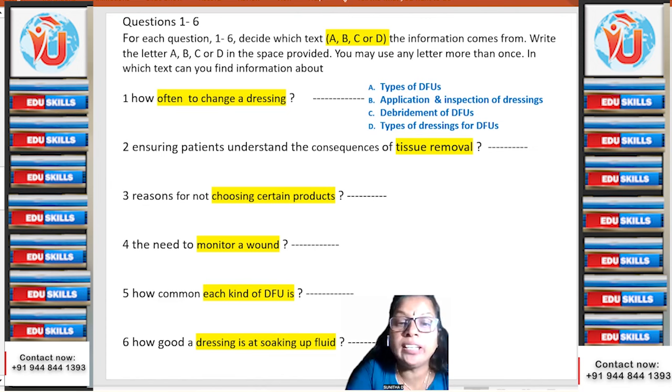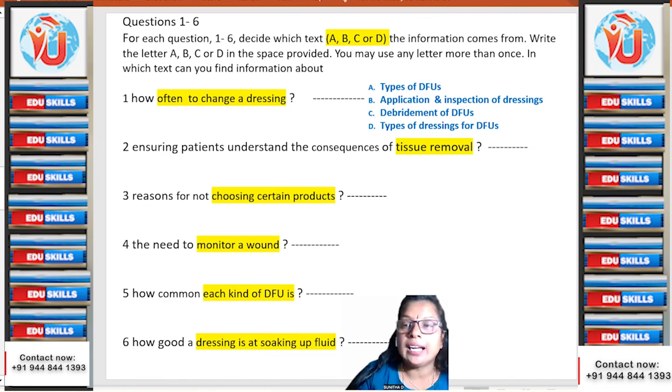The need to monitor a wound. "Monitor a wound" is the key phrase. If you know how to identify the keyword or key phrase, that will help you identify which text you have to go to and find the answers. So the key phrase is "monitor a wound". Which text is it in? Where we have to do the inspection and monitoring, it's in B, application and inspection. Okay, no problem. B.